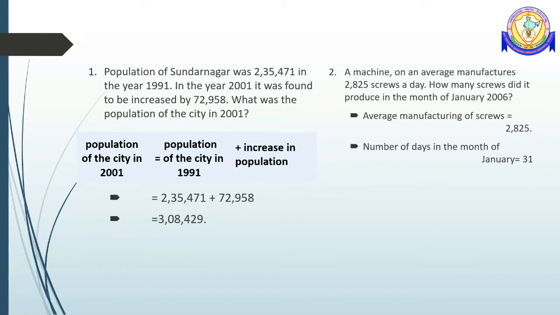So how to find how many screws produced in January? You have to multiply the average manufacturing of screws with the days of January. Then you will get the total number of screws produced in January.